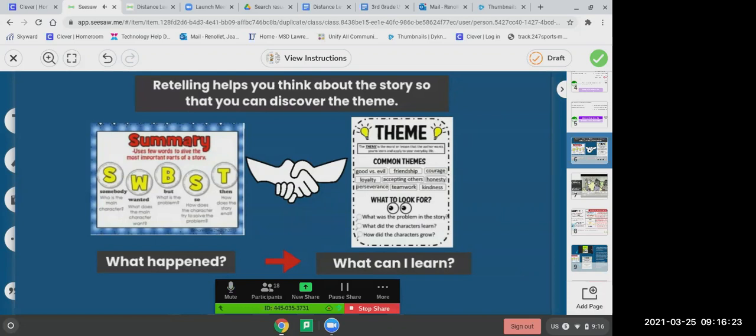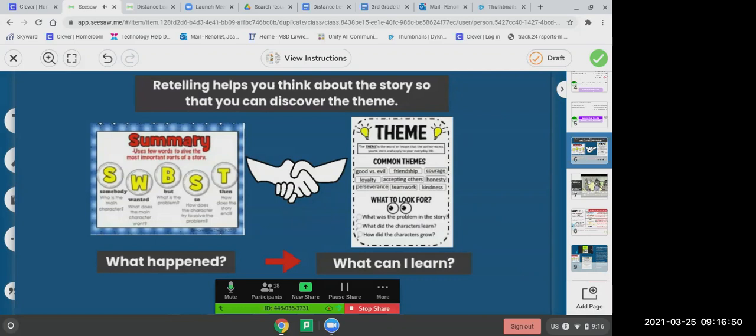Spending time thinking about those characters and their traits and the problems that they face and the way they choose to solve that problem helps us as readers to see the consequences of the characters' actions and to learn from them. What we can learn from the characters' words, actions, thoughts, and feelings can teach us a lot about our own lives. This is what the theme of a story is all about.